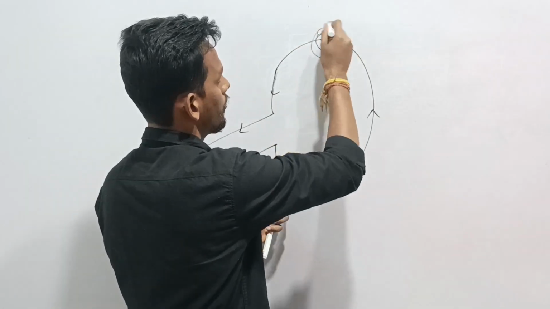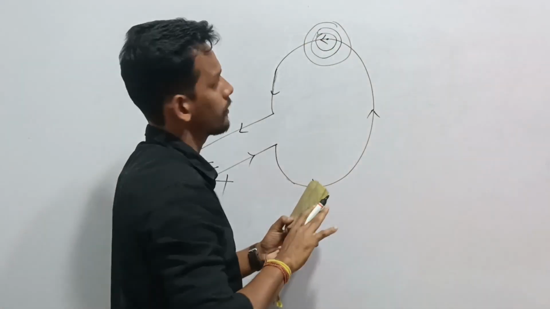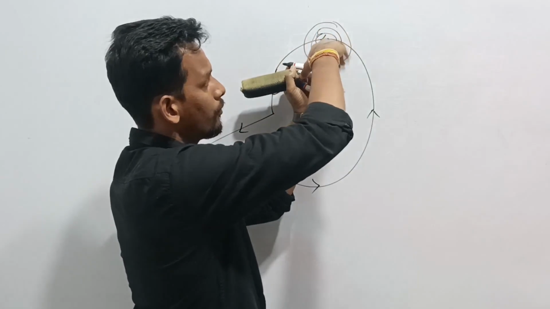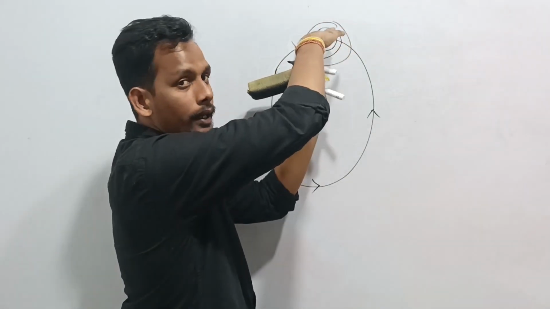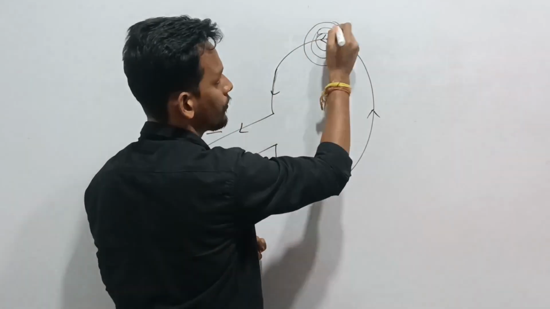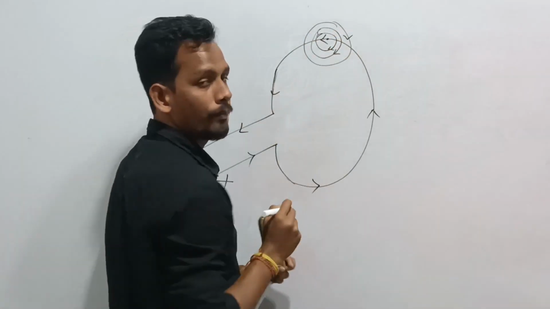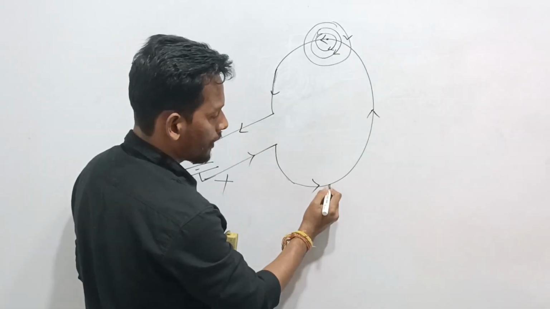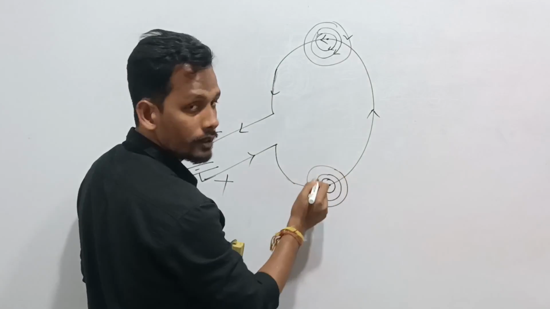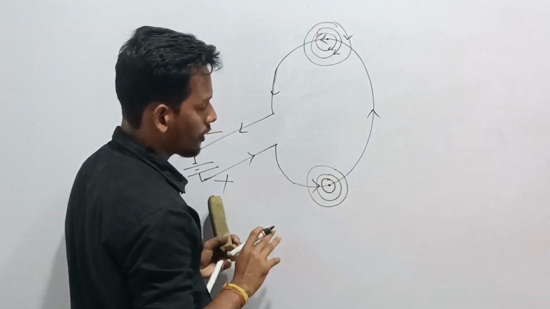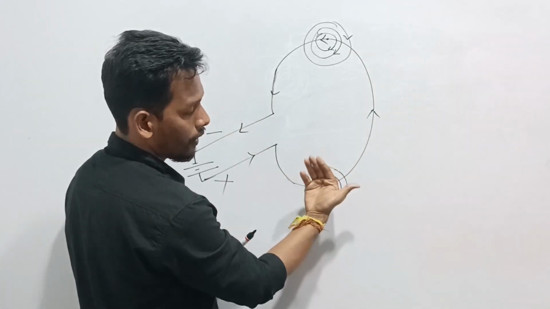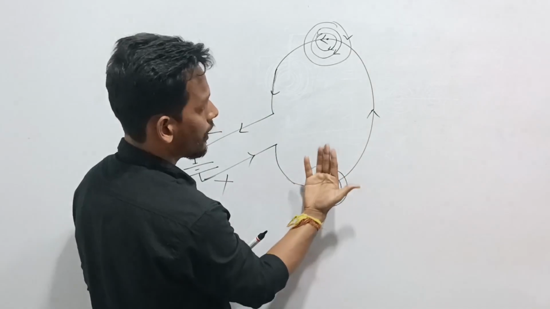Here, a set of concentric circles. So if you hold the conductor like this, then your other four fingers will direct the magnetic field. So direction will be like this. If you consider any point here also, a set of concentric circles. Here, the direction of current is like this. So hold the conductor in this direction. Then your other four fingers will show the direction.